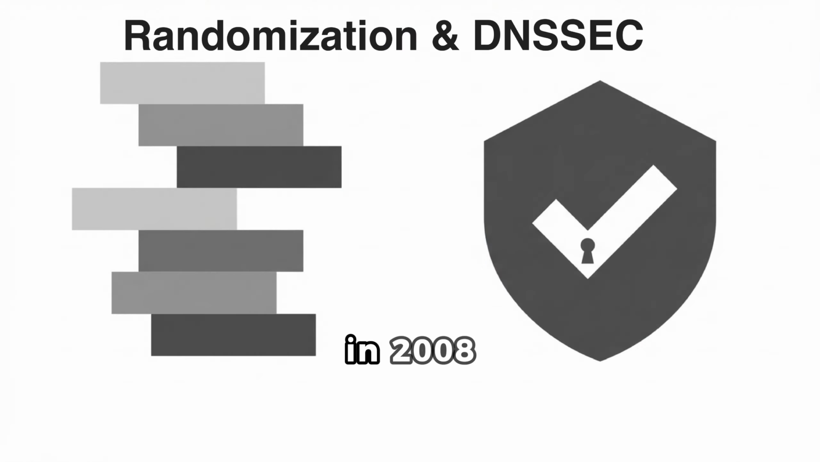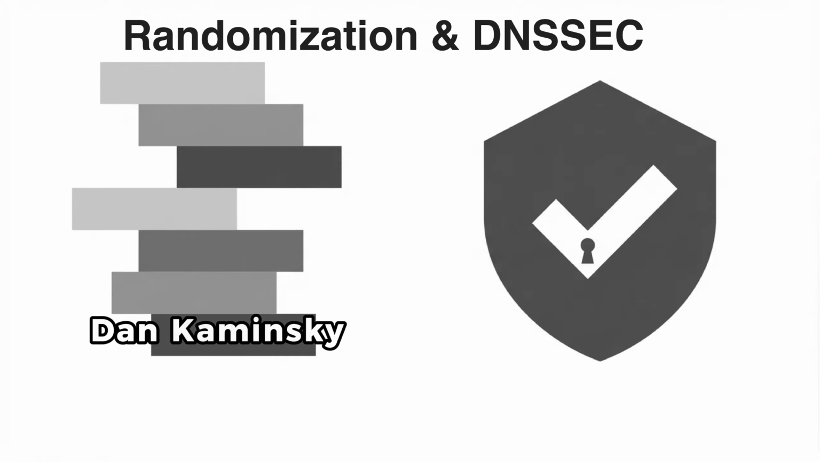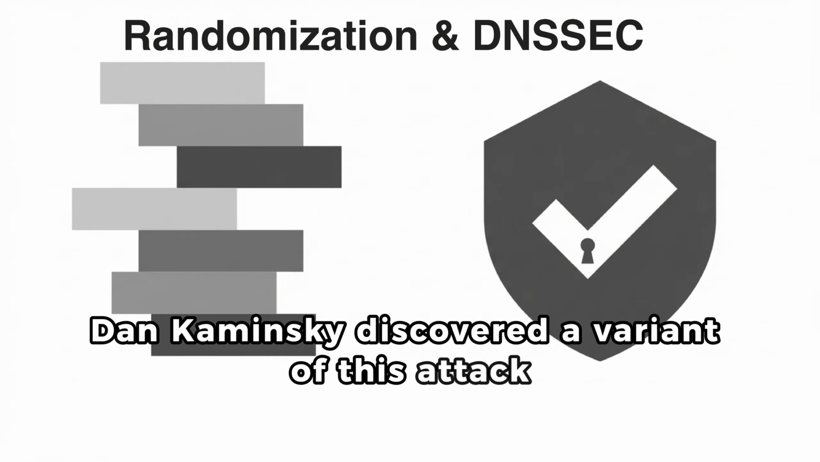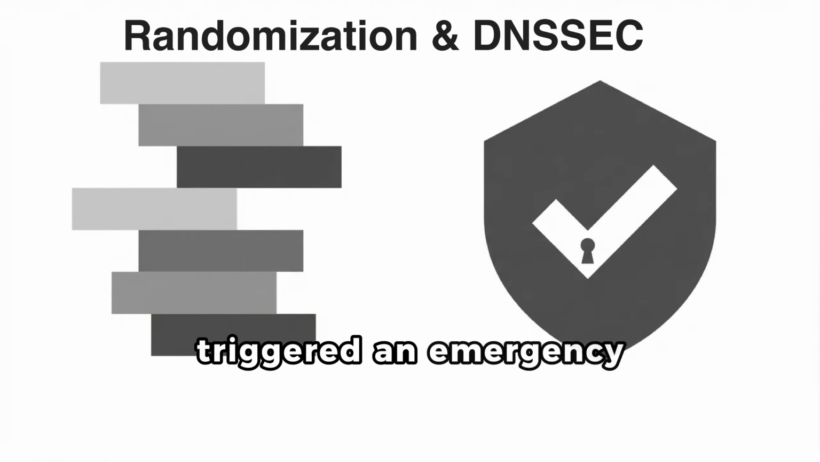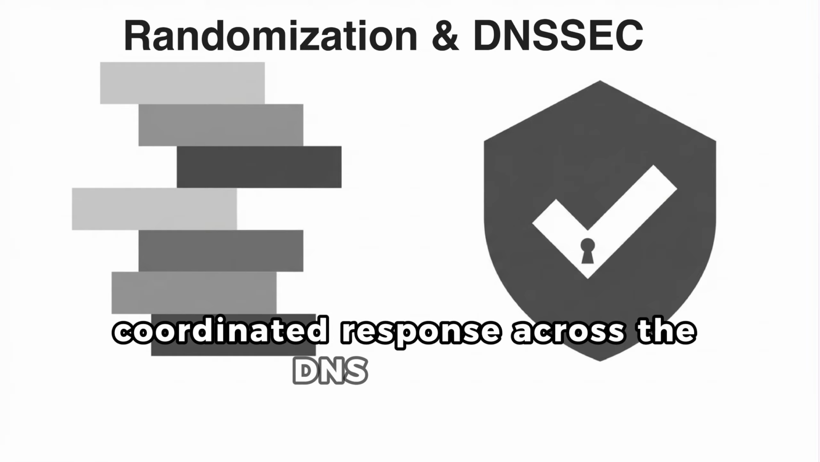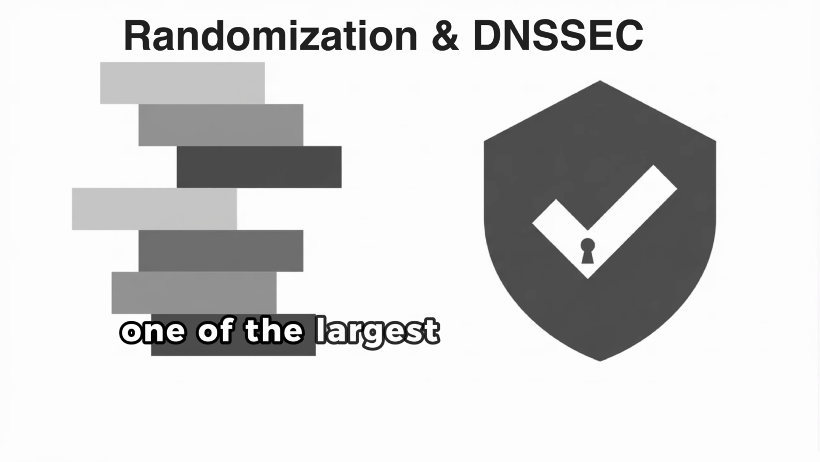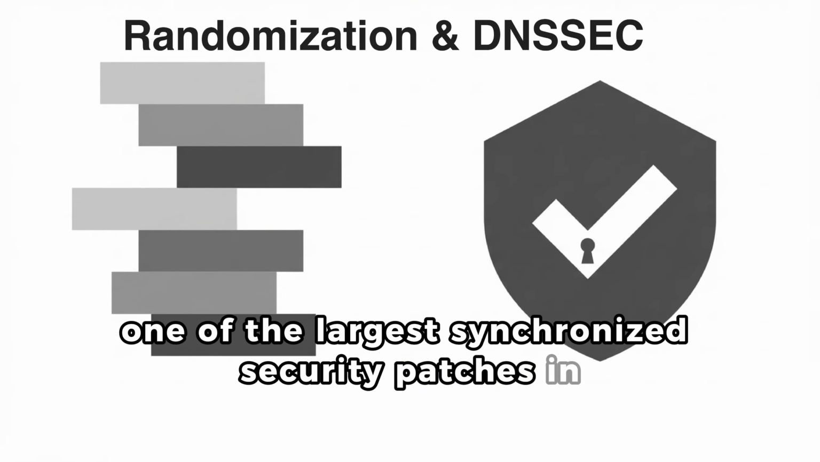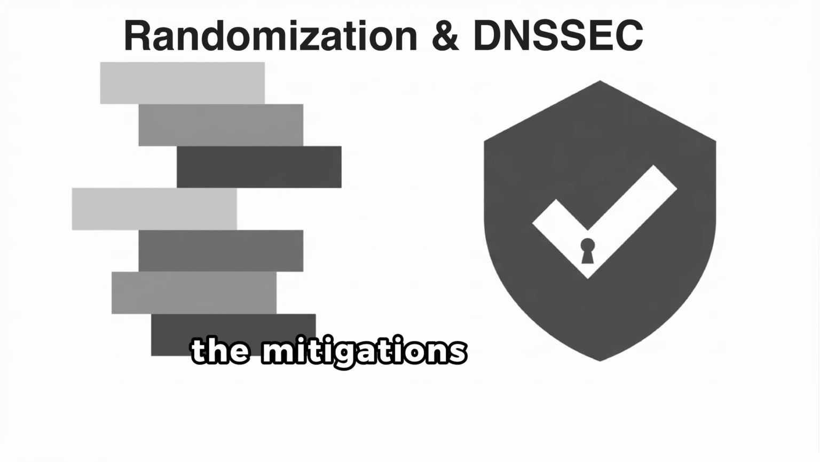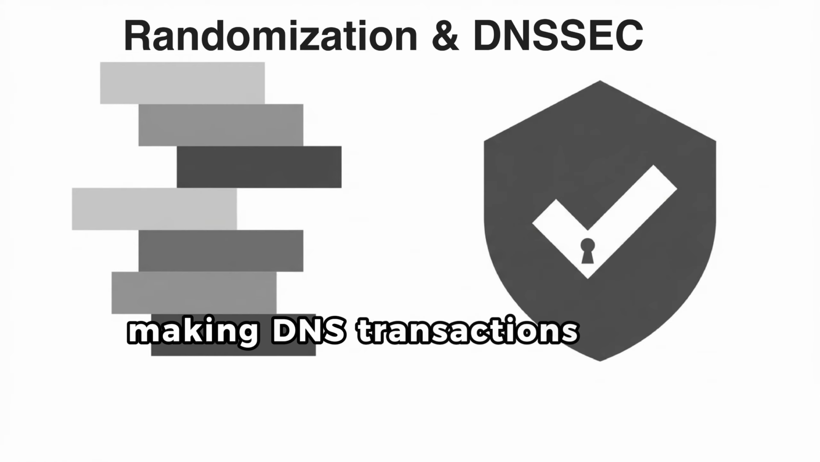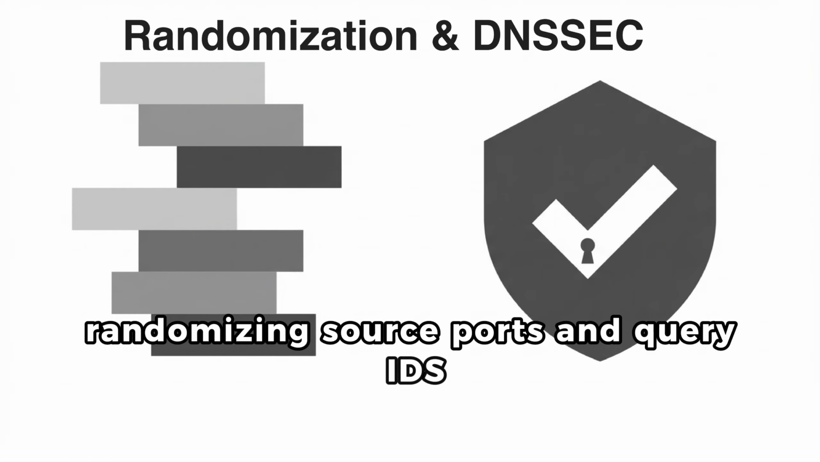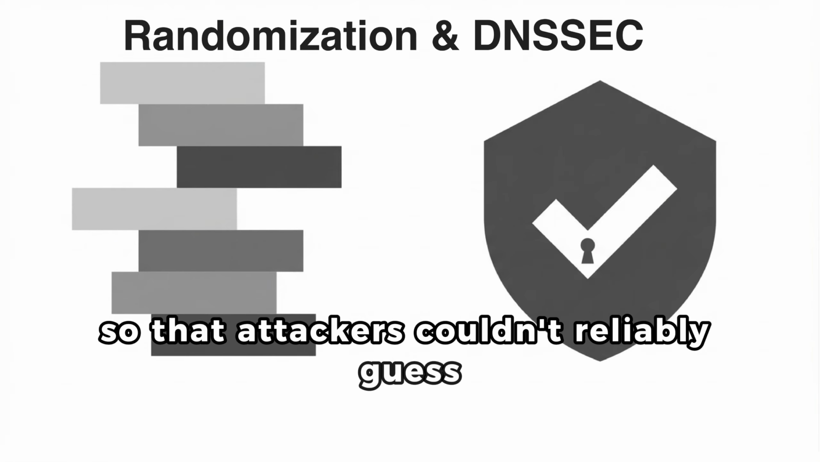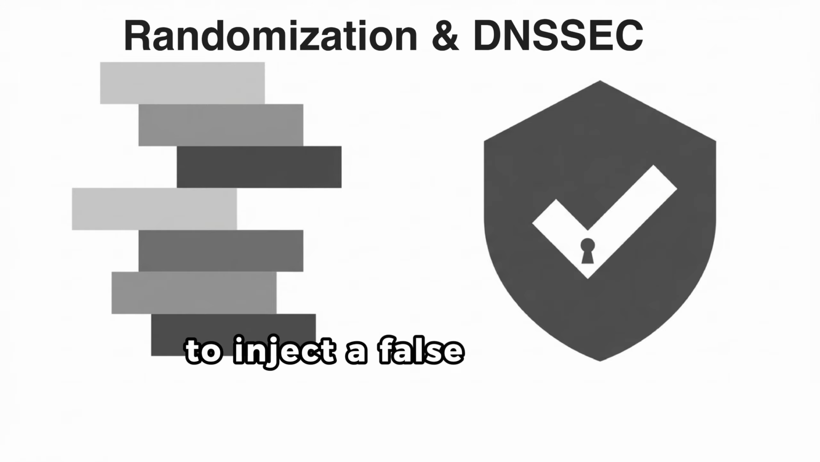In 2008, security researcher Dan Kaminsky discovered a variant of this attack that was far more efficient and dangerous than previously understood, and his disclosure triggered an emergency coordinated response across the DNS industry, one of the largest synchronized security patches in Internet history. The mitigations involved making DNS transactions more unpredictable, randomizing source ports and query IDs so that attackers couldn't reliably guess the right combination to inject a false response.